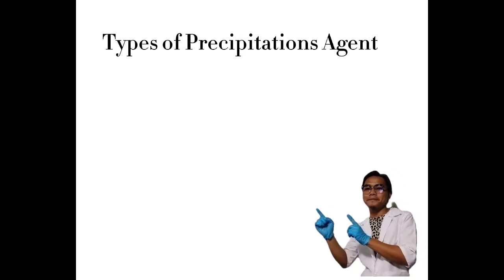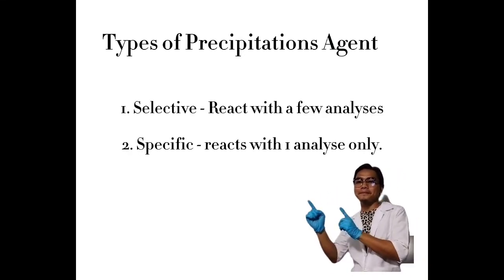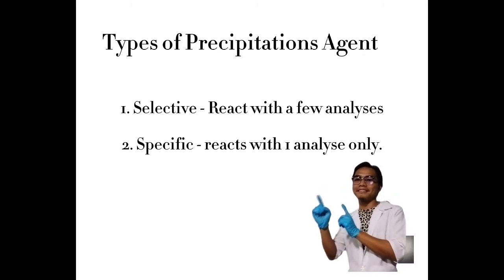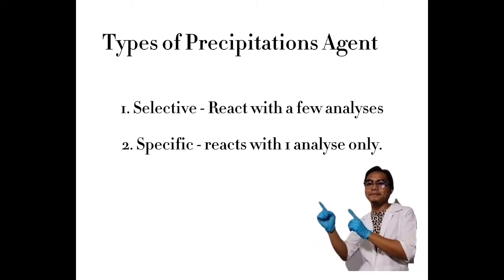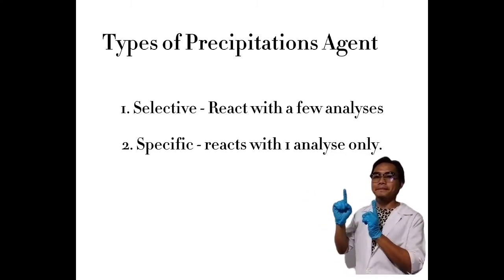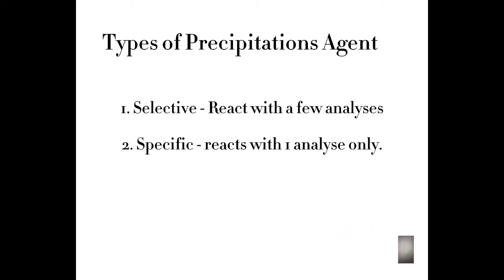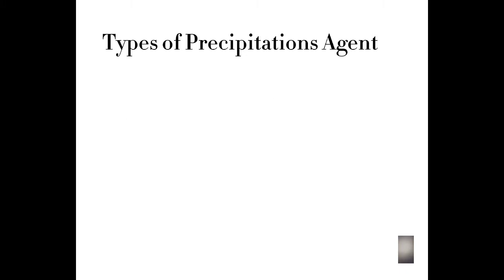Now let's discuss the types of precipitating agent. So we have two types of precipitating agent. We have selective, which means it reacts with a few analytes. So we have this example. Second, we have specific, which means it reacts with one analyte only. So selective and specific are the types of precipitating agent.